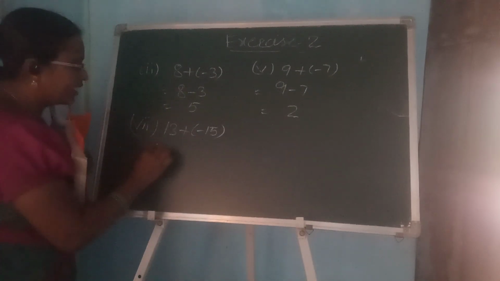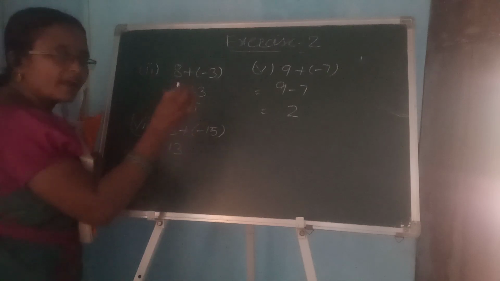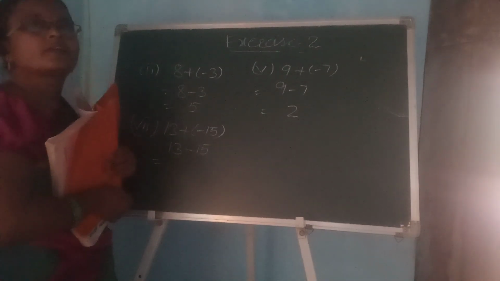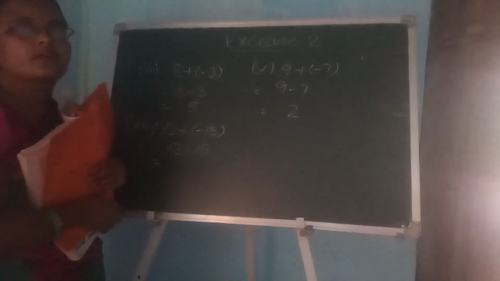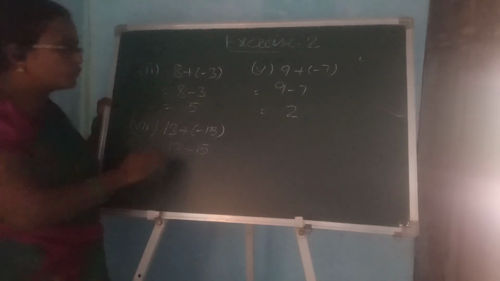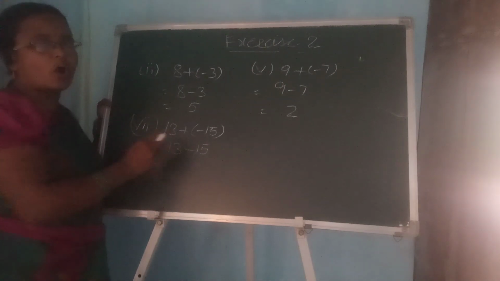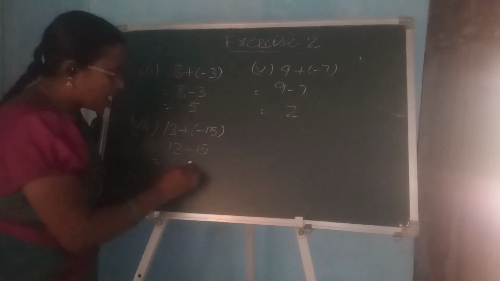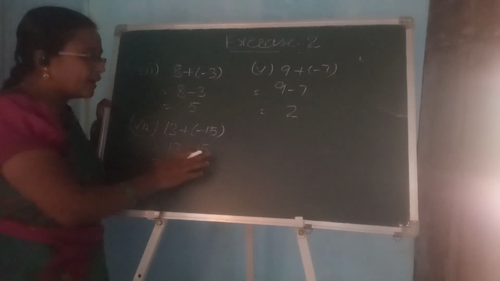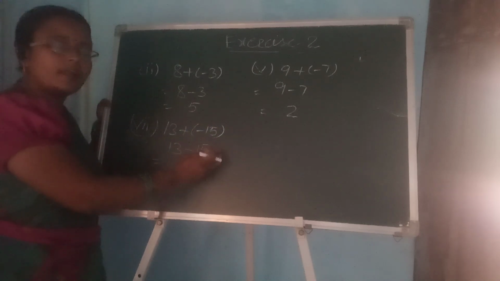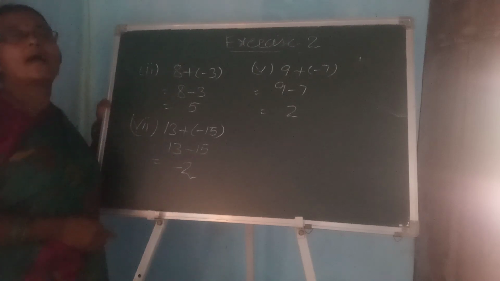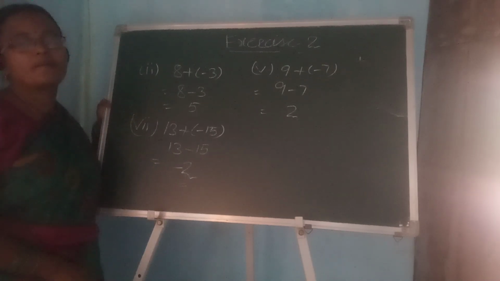Now look here. 13 plus into minus becomes minus. 13 minus 15. So we know that 13 minus 15 is? Pause this. Now 13 minus of 15. Commonly we know that 15 minus 13 is 2. Here, among the two numbers, 13 is smaller and 15 is bigger. Before the 15 we have the minus symbol. That's why it becomes minus 2. Now the value is minus 2.